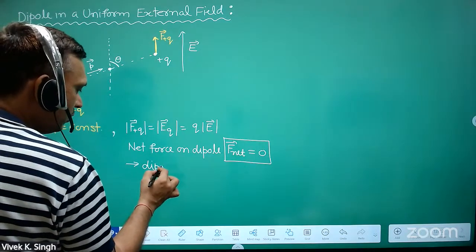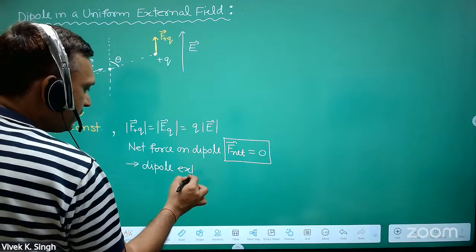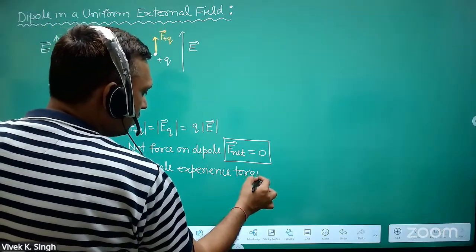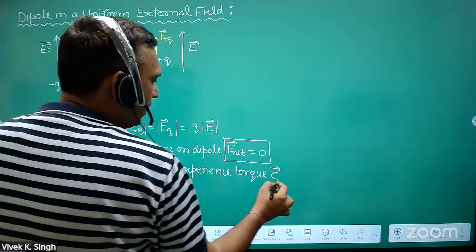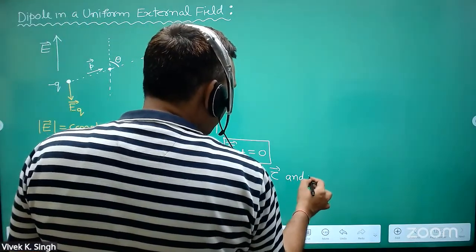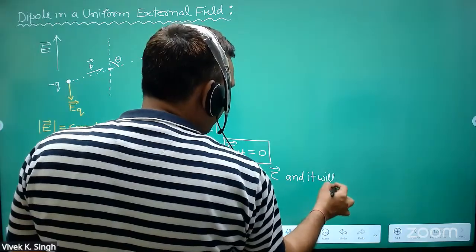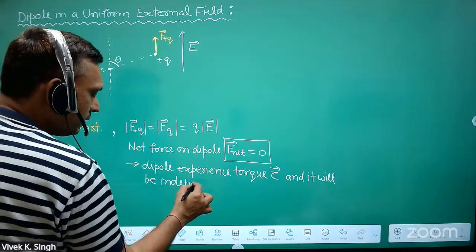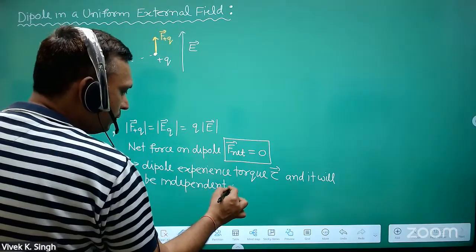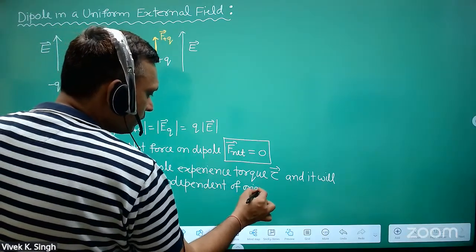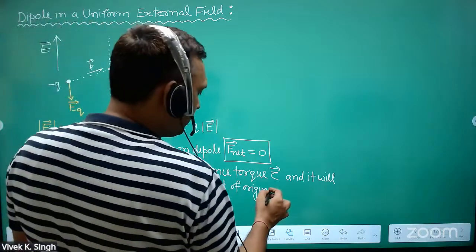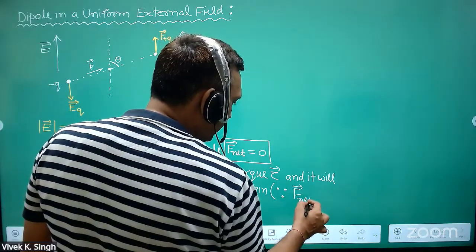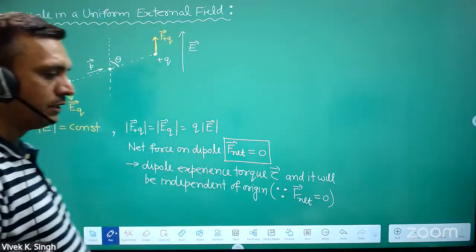Dipole will experience torque tau, and it will be independent of origin. Why? Because net force is zero. तो ये रिजल्ट आप याद रखो, अगर नेट फोर्स जीरो है so torque is independent of origin.